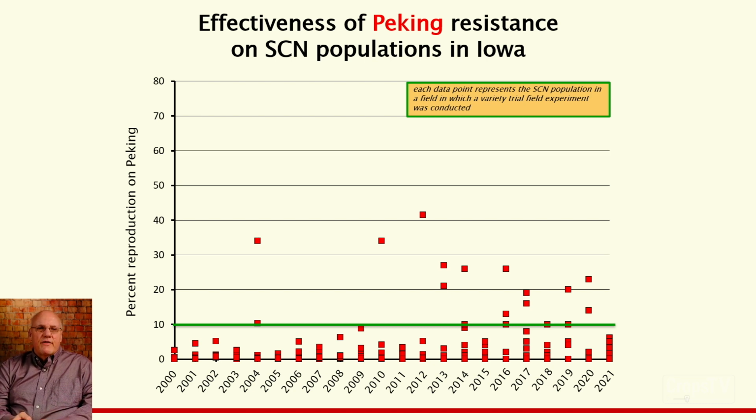And in the year 2000, you see all the squares are below the 10% level, and even in 2001 and 02. And we do see, as we go through the last 2 decades, we encounter here and there, every once in a while, an SCN population in a farmer's field that does have a higher level of reproduction on Peking, but it's certainly nothing like the situation with PI 88788.